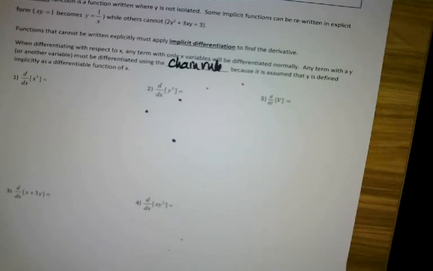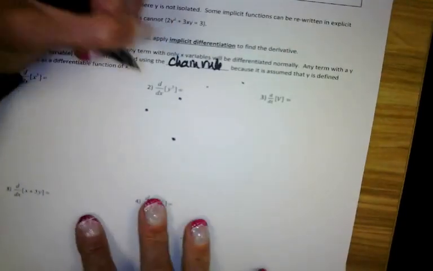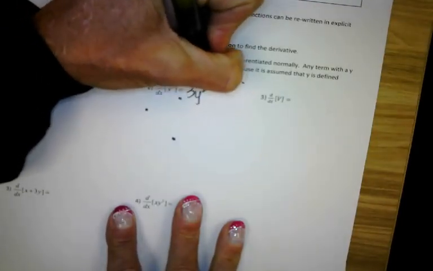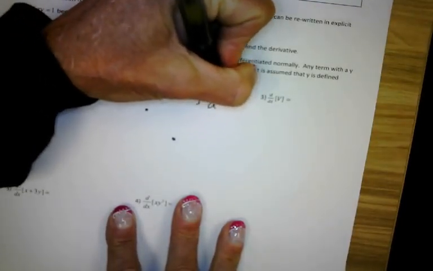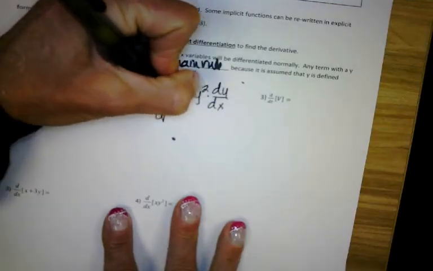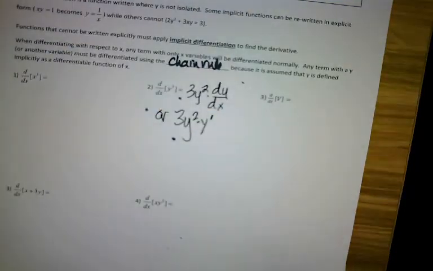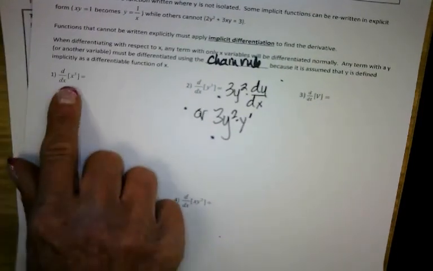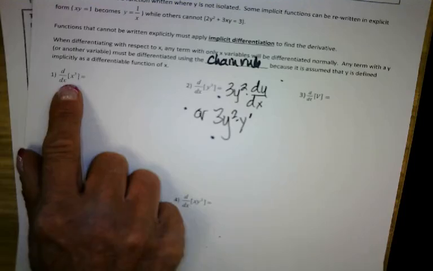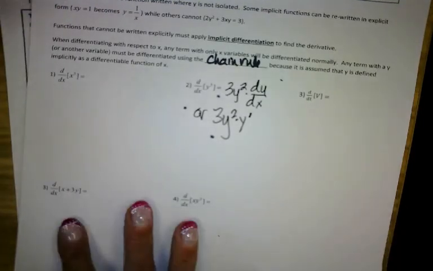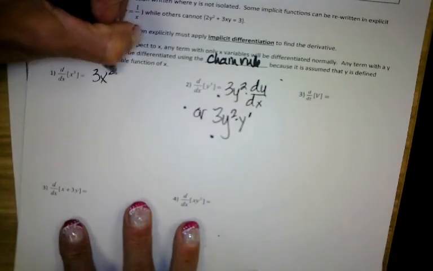We already did number 2. So the derivative in terms of x of y cubed would be 3y squared times dy over dx, or you can write 3y squared multiplied by y prime. Just make sure you can tell the primes from the y's. All right, so the derivative in terms of x of x cubed, well, this is just a normal derivative. This is 3x squared, okay?